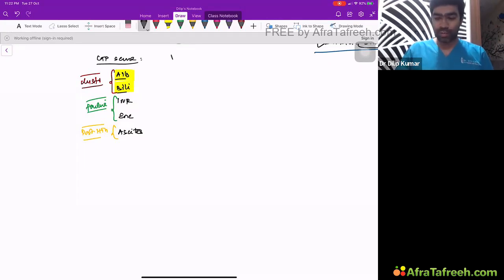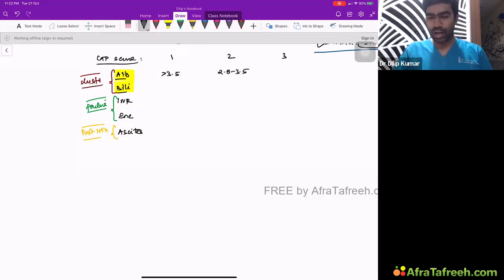Like for example, you can give 1, 2, or 3. So if the albumin is more than 3.5, it is 1. 2.8 to 3.5, it is 2. And if the patient has anything less than or equal to 2.7, we call it 3 points for that particular patient. We give 3 points to that patient. Bilirubin: less than 2, 2 to 3, and more than or equal to 3.